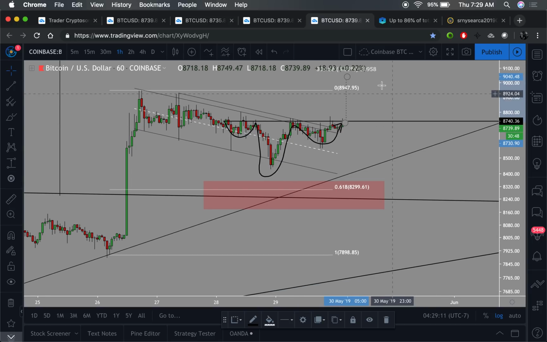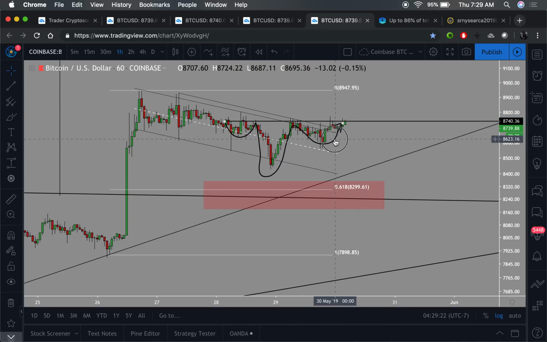$300 should take us to about $9,050, which would clearly break this high right here. So we have to look and see if this inverse head and shoulders is going to play out.